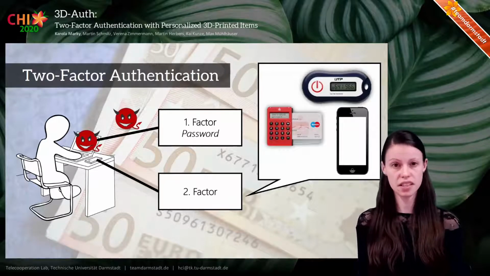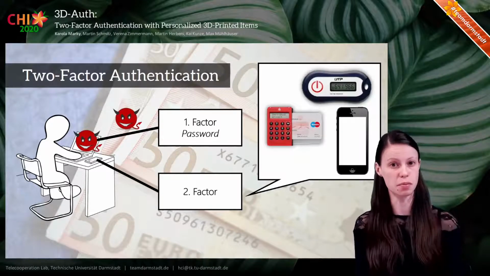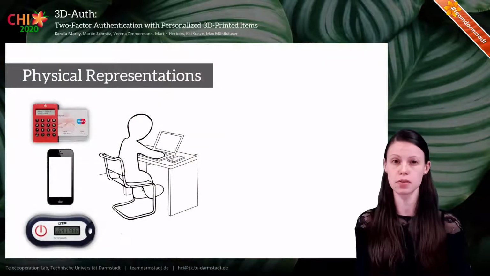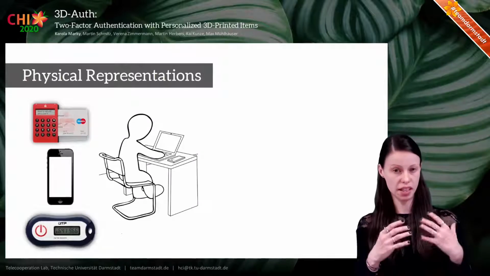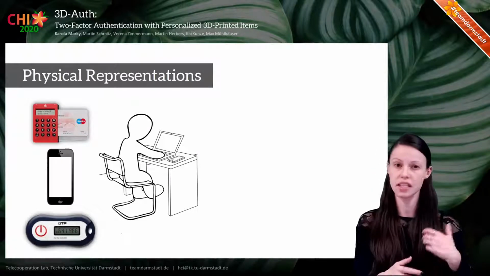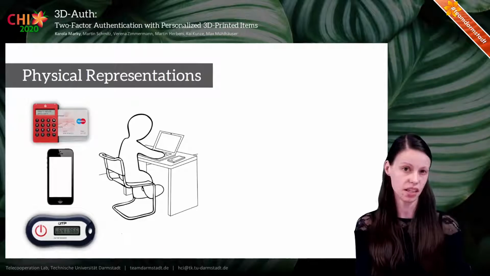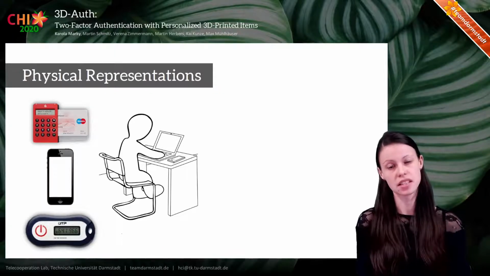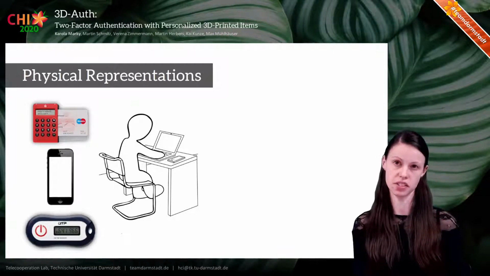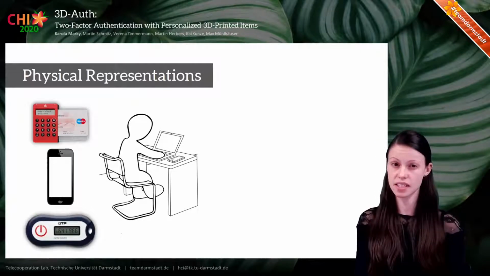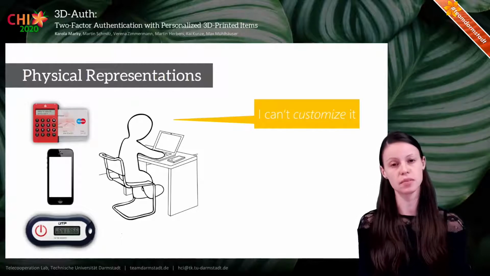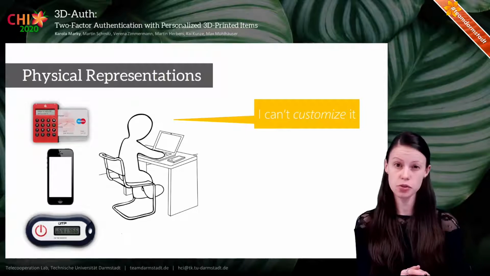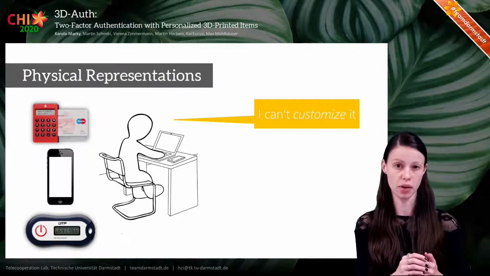In the remainder here, I would like to talk about this physical representation of a second factor. While in general the physical representation works, that means the second factor is usable, and people can successfully log into their online banking and authorize transactions, there are still some weaknesses present in these physical representations. The first one is that it lacks customization. If a user wants to use a specific mechanism, they have to use it in the representation that is given by the provider.